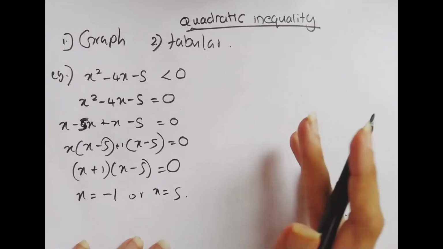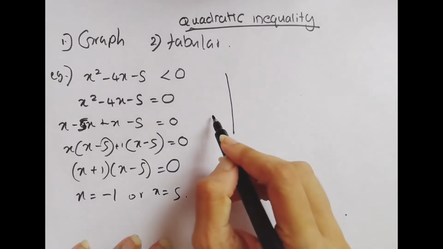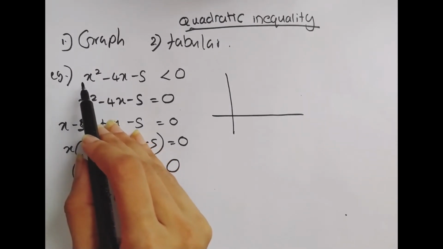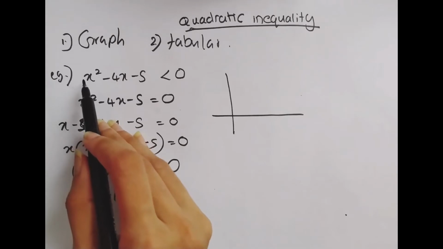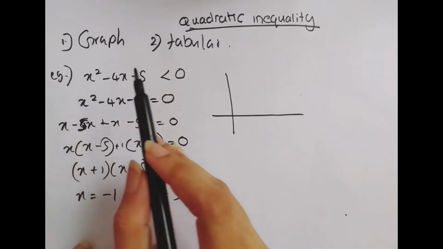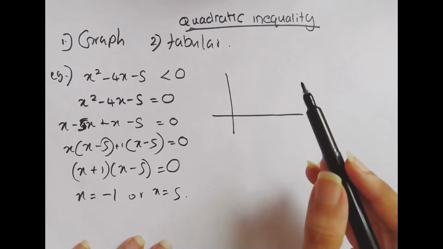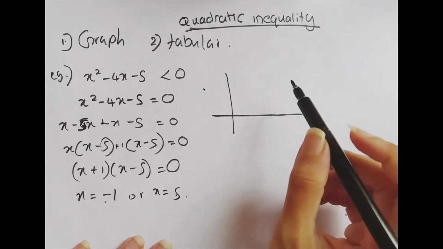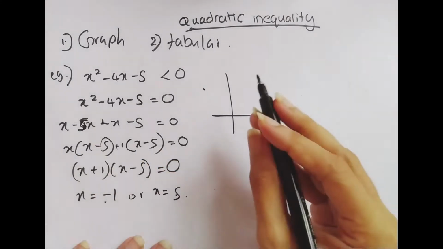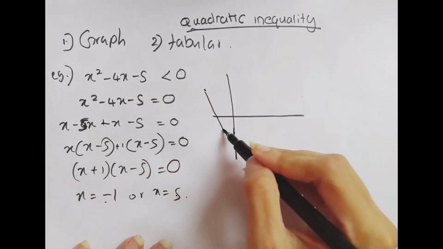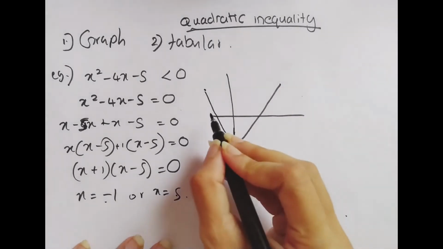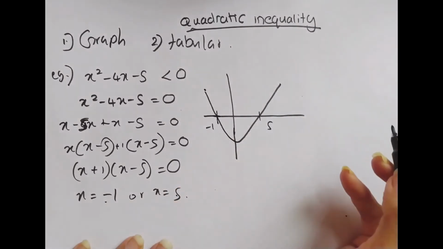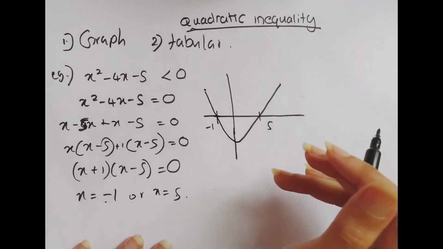Now I'm going to draw only a sketch. You know how to draw a sketch. Here, a, the coefficient of x squared, is positive, so the shape will be like this. We know there are two roots, so it will be like this. When x equals 0, y equals minus 5, so it will be something like this. This is minus 1, and this is 5. You need only this part.